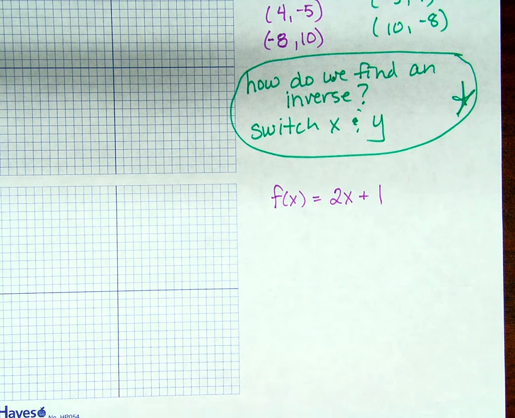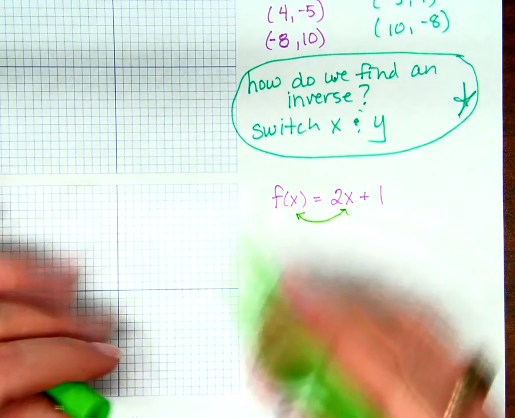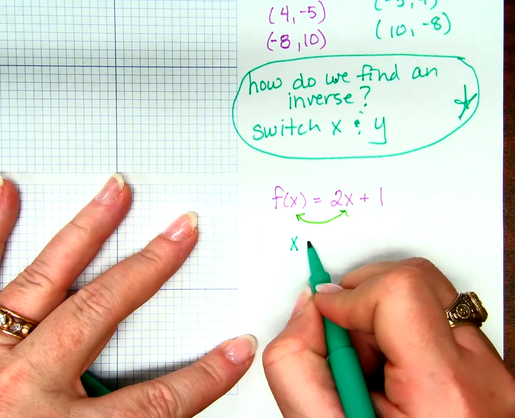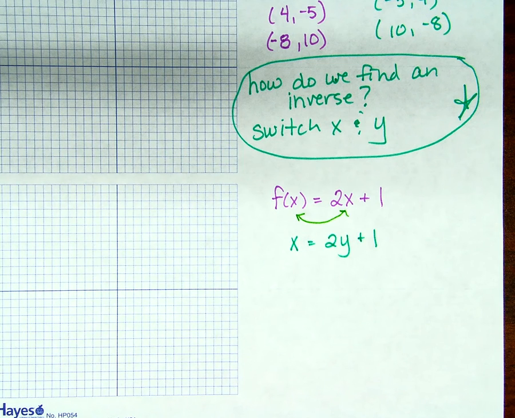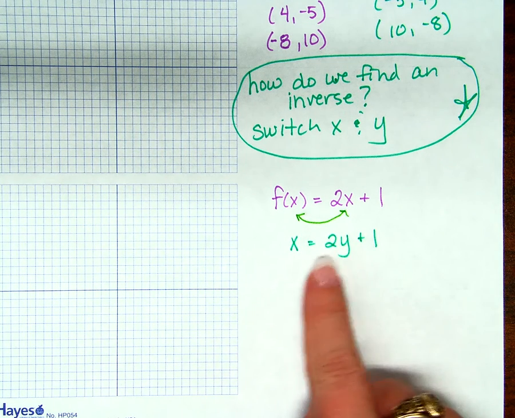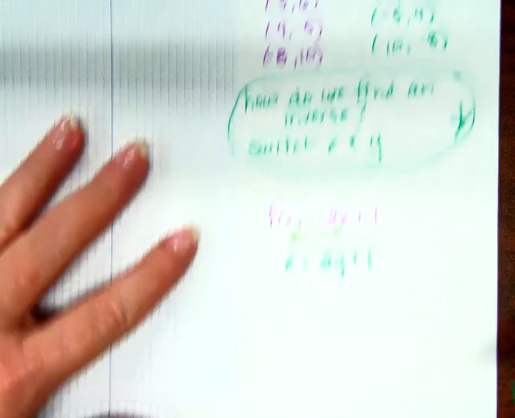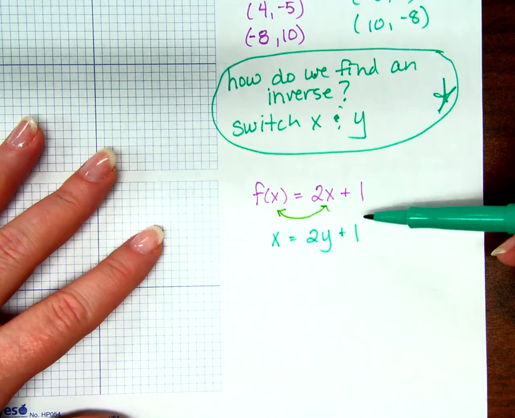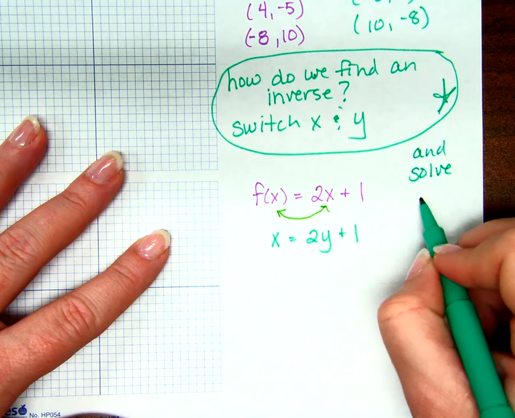Okay, so if I'm switching x and y, don't I just need to switch x and y? Can't I rewrite this as x equals 2y plus 1? Didn't I just switch x and y? Okay, now here's the deal. Is this typically how I write an equation? How do I write an equation? Y equals. Okay, so when we're given points, we switch x and y and we're done. When we're given an equation, we switch x and y and solve for y.